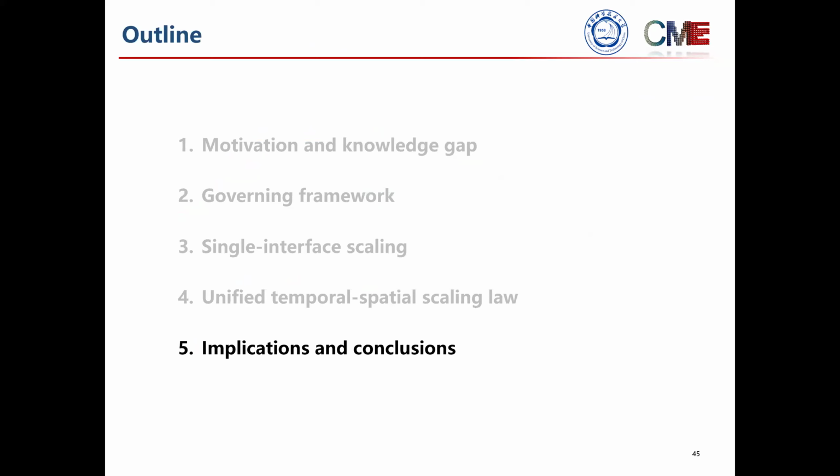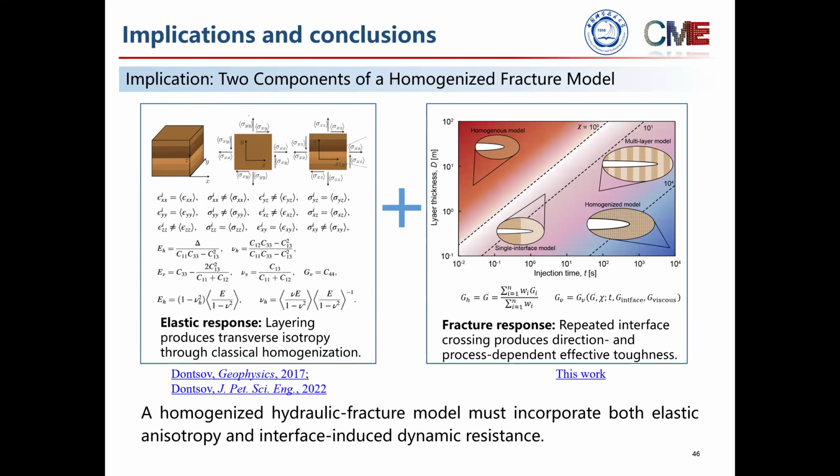Let me finish the implication from homogenized modeling and then summarize the main conclusions. Our implication is that homogenized hydraulic fracture models need to contain two conceptually different components. The first is the effective elastic response of the layered solid. Classical homogenization of elastic layers proceeds to transverse isotropy, and that part can be described using established effective elastic properties. The second component is the effective fracture response. Repeated interface crossing creates a pulse-dependent, direction-dependent resistance.